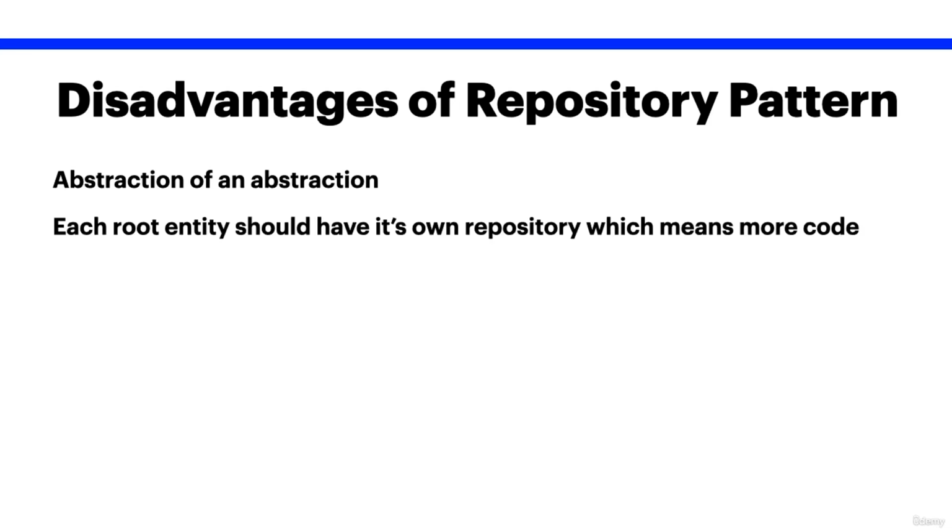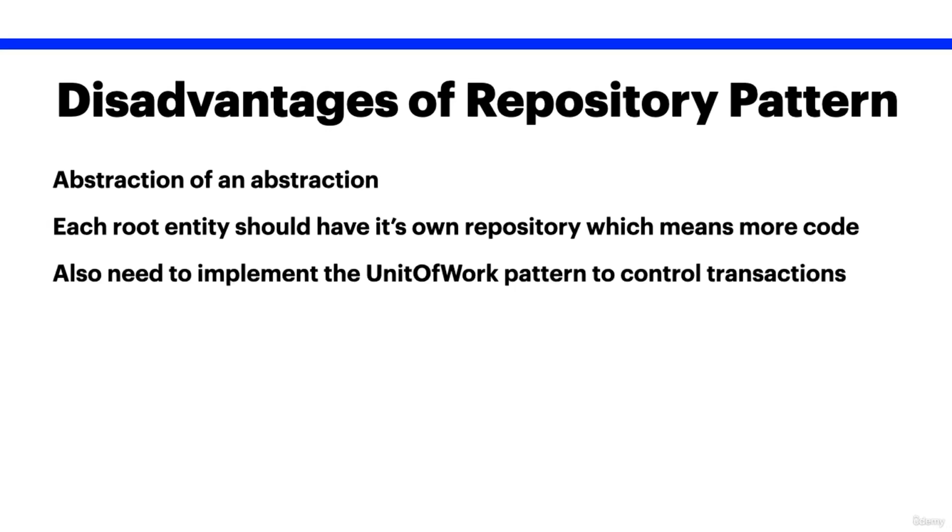Another disadvantage is that each root entity should have its own repository, which of course means more code. And another disadvantage is that we also need to implement the unit of work pattern, as what we're going to be doing is injecting different instances of the data context into different repositories. So later on we're going to need to introduce a pattern to control the transactions that are going on here. And that's a brief introduction of what we're doing and why, and now we'll go on and actually do it.